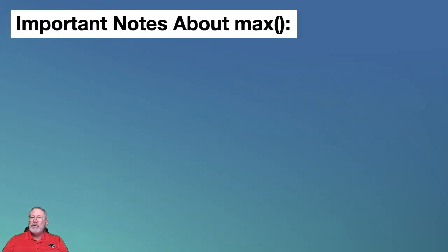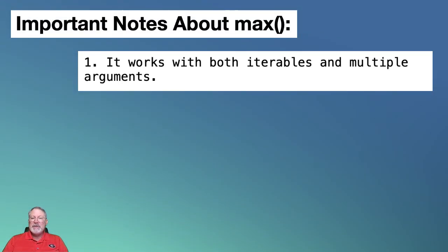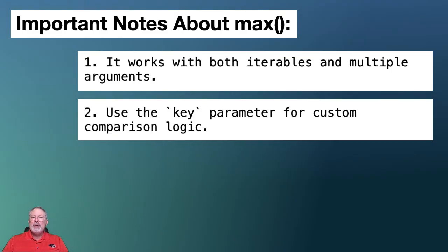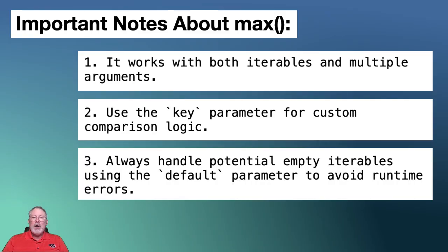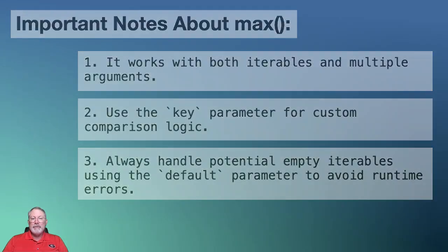Here are some important points about the max function. It works with both iterables and multiple arguments. Use the key parameter for custom comparison logic. Always handle potential empty iterables using the default parameter to avoid runtime errors.